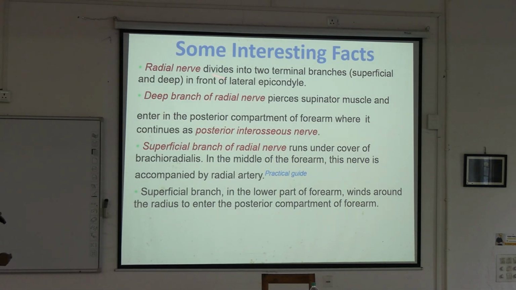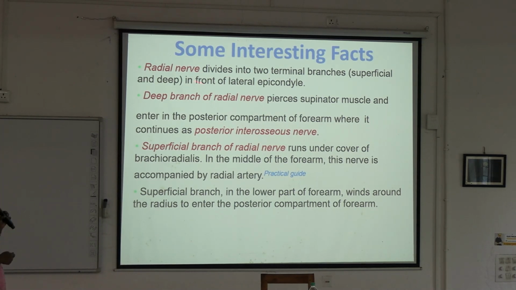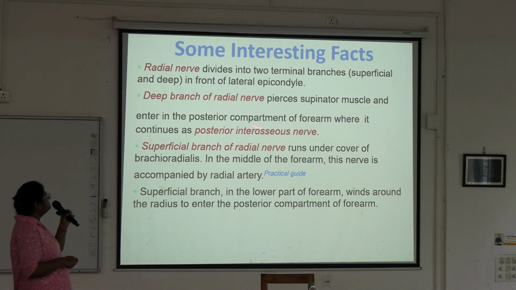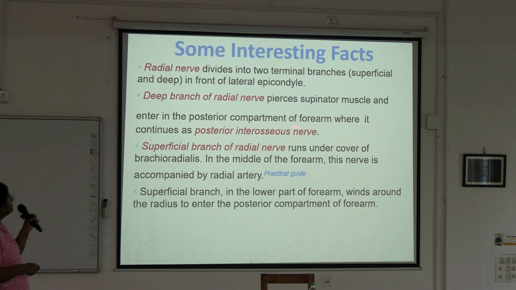So the radial nerve divides into two terminal branches, as we have seen previously, superficial and deep, in front of the lateral epicondyle. After that, the deep branch of the radial nerve pierces the supinator muscle and enters the posterior compartment of the forearm, where it continues as the posterior interosseous nerve.